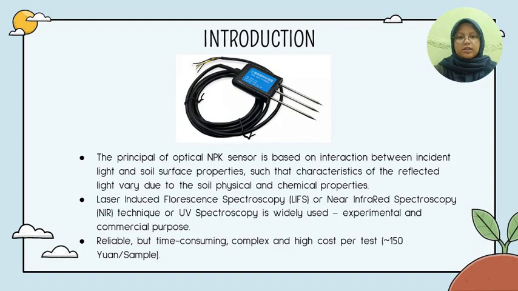The principle of optical NPK sensor is based on interaction between incident light and soil surface properties, such that characteristics of the reflected light vary due to the soil physical and chemical properties. Laser-induced fluorescence spectroscopy or near-infrared spectroscopy technique or UV spectroscopy is widely used in experimental and commercial purpose. It is reliable but time-consuming, complex, and high cost per test.